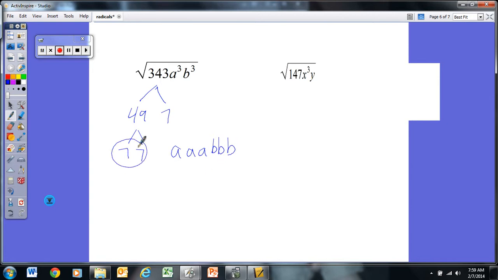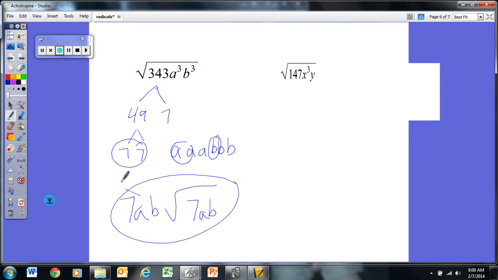So I take out a double 7, put that on the outside. I know I have a 7 left underneath. I take out 2 A's, put one out here. I know I have an A left underneath. I take out 2 B's, put it out here. I know I have a B left underneath. So this is the prime factorization of that.